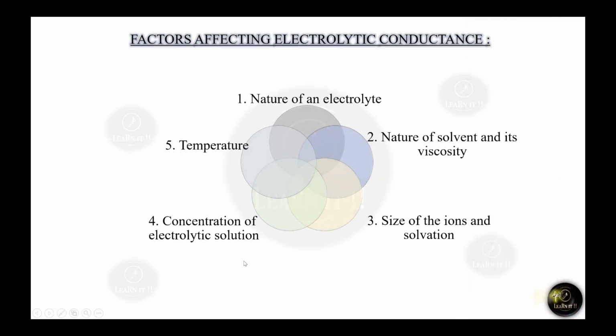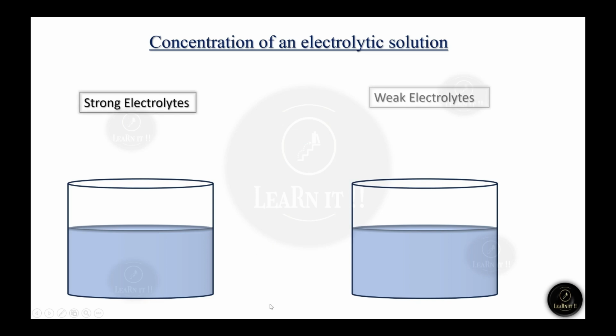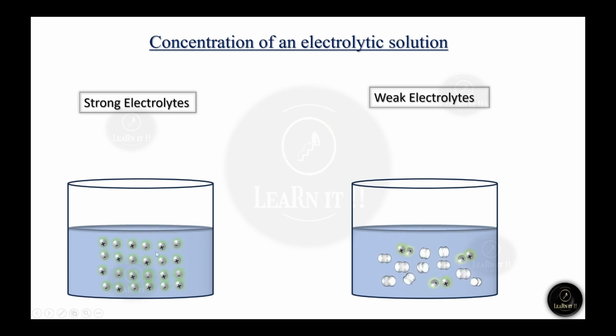Next comes the concentration of an electrolytic solution. So consider we have strong electrolytes and weak electrolytes. In strong electrolytes, there will be complete dissociation, and there is a high electrostatic interaction between the ions. That's why they have less freedom. In the case of weak electrolytes, there is incomplete dissociation, so very few ions are present.